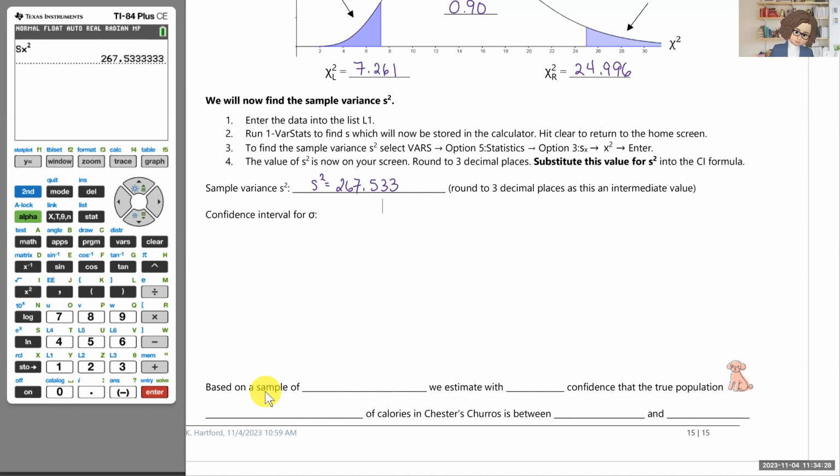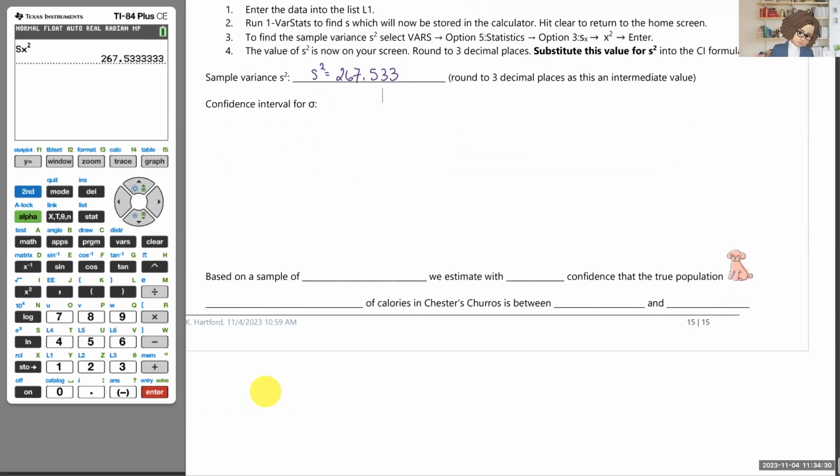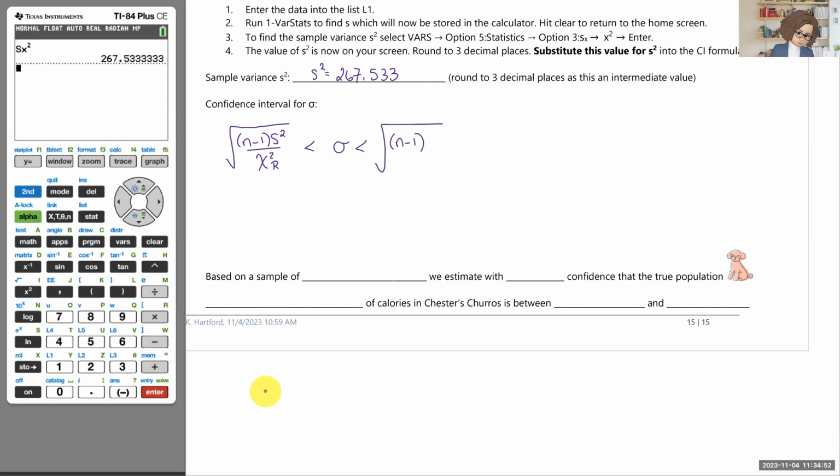Okay, so let's do it. Let me write the formula here for our confidence interval for the population standard deviation. So it's the square root of n minus 1 times s squared over chi square right. And our value of sigma, our estimate, will be that sigma is between those two values, lower limit and upper limit.